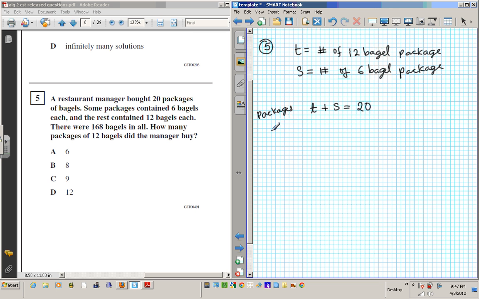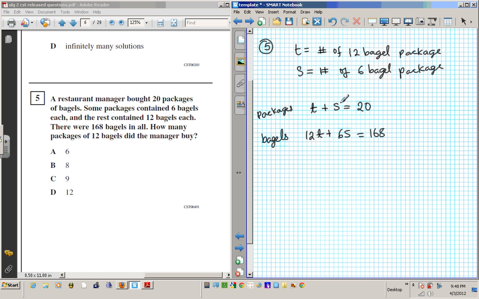And then the equation for bagels. How do we do this? We know that the T package has 12 bagels in it, so 12T. The S package has 6 bagels in it, so 6S. And the total number of bagels is 168. So we have ourselves a system of equations again. The question asks for the number of 12 bagel packages. That is T, so we need to solve for T here. So how about we just eliminate S and call it a day?